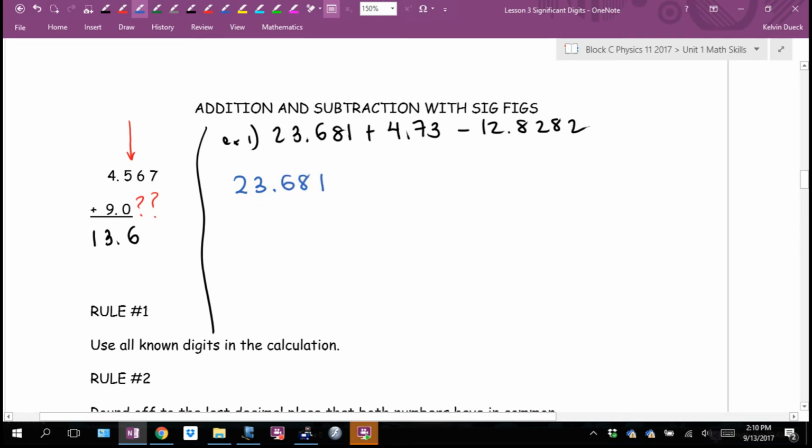23.681 plus 4.73 take away 12.8282. I fill in any missing stuff.